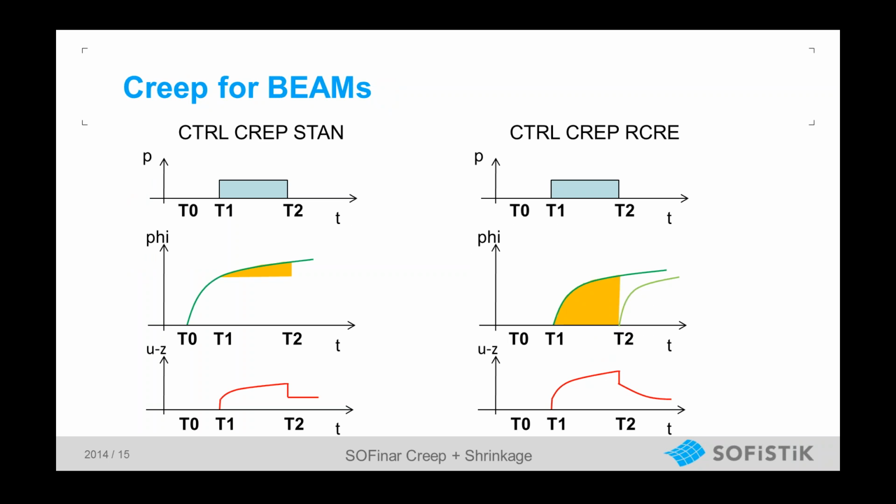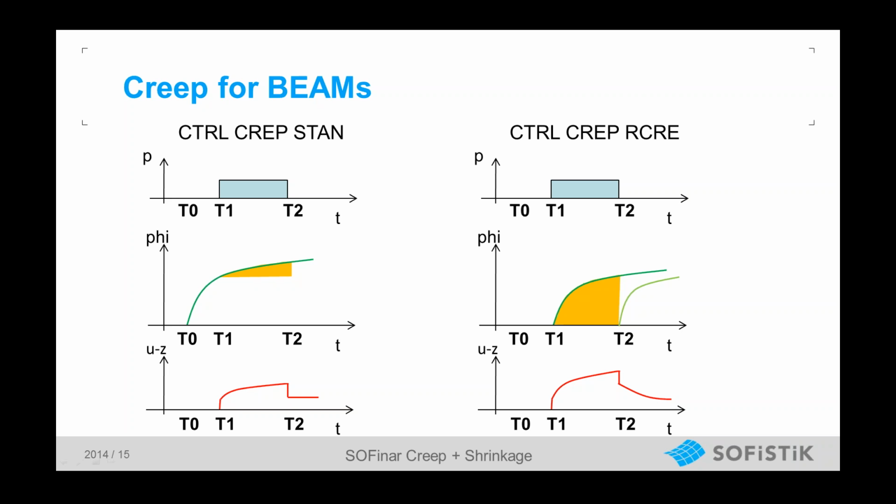Now, this little slide for beams is the first introduction in a very little example Akush prepared for this SOFinar. And this will show you the differences. So what you see here is the difference between the standard creep and the real creep. We set up our system starting with the time t0, then nothing happens. At time step t1, we apply a load. The load is constant until a specific time t2, and then we unload our system.